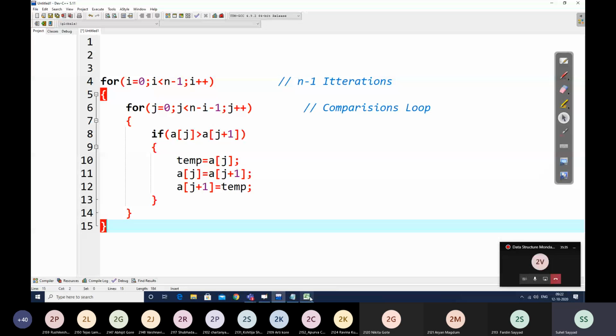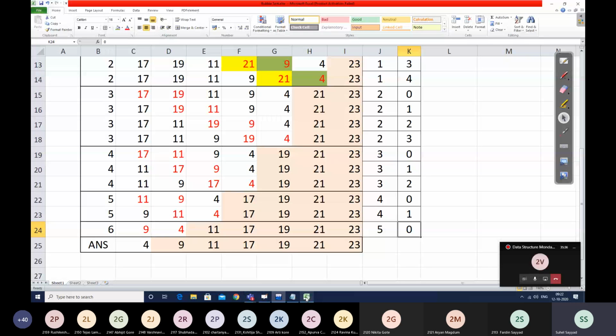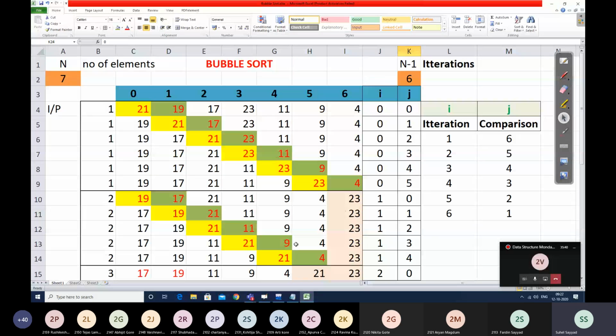Is this logic understood? You should be able to visualize at least one sorting technique. That's why I used this Excel, so that you will understand how the iterations and comparisons are going. And unless you take this example and understand where your condition should stop, you will not be able to write this code.